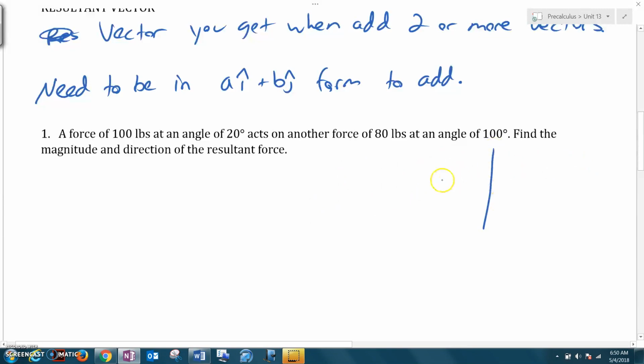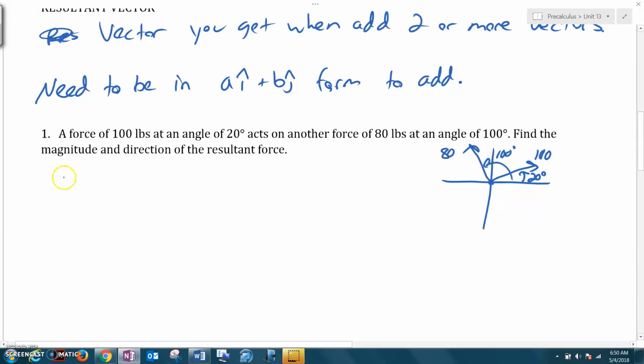I'm going to just draw a little diagram here. Let's say we have this center dot. A force of 100 pounds is at an angle of 20 degrees. So that's 100 at an angle of 20. So I know my r and theta from last chapter. And we have another, it acts on another force of 80 pounds at an angle of 100. So that would be like this that way, but I'm going to just draw it here. And it's at 100. We want to know the result if you add those 2 vectors together.